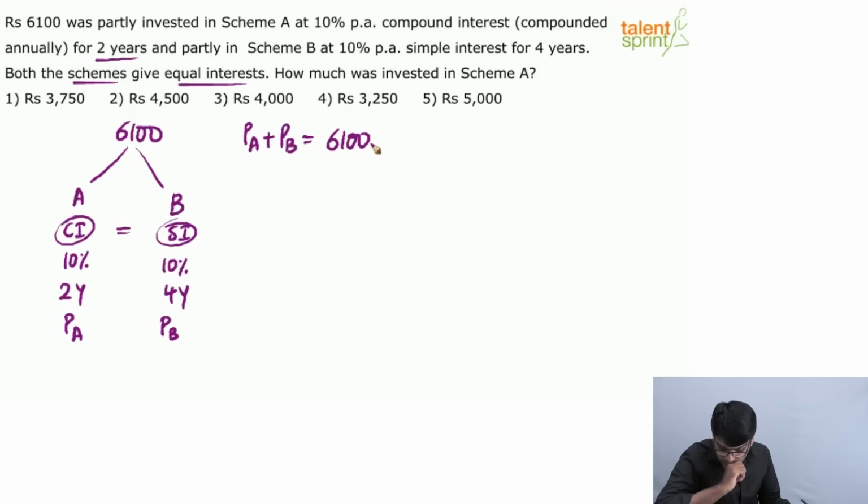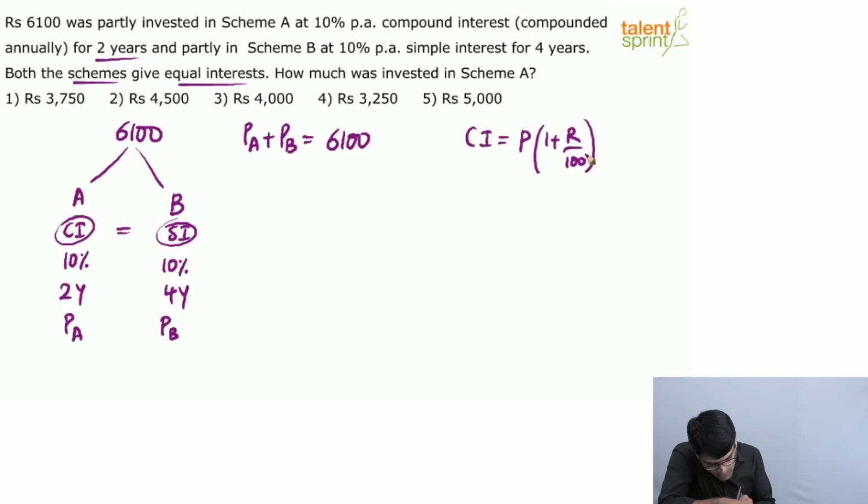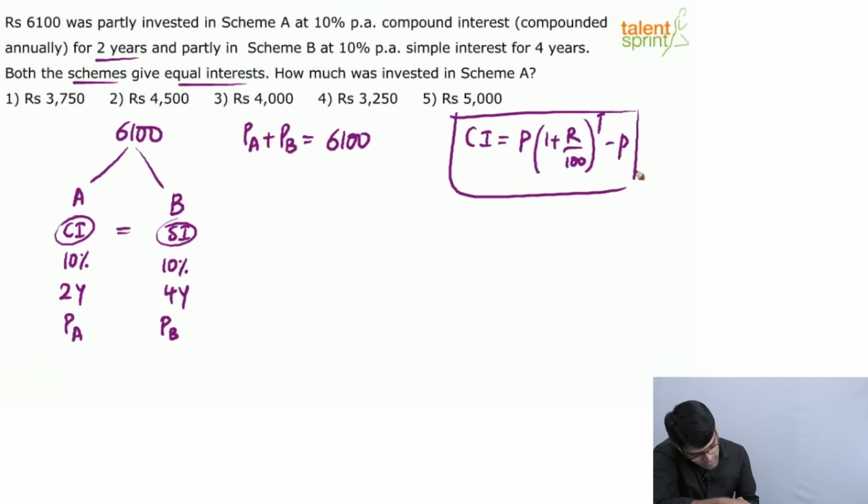What next? The other equation that we have is that CI is equal to SI. So let us calculate the compound interest on scheme A, calculate the simple interest on scheme B based on the given rates of interest and time periods, and equate these two. Usually, when the rate of interest and time period are given, the formula for compound interest is P into (1 plus R by 100) whole to the power of T minus P, or if you take P common, it becomes P of (1 plus R by 100) whole to the power of T minus 1. This is the formula for compound interest, and for simple interest it is PTR by 100.